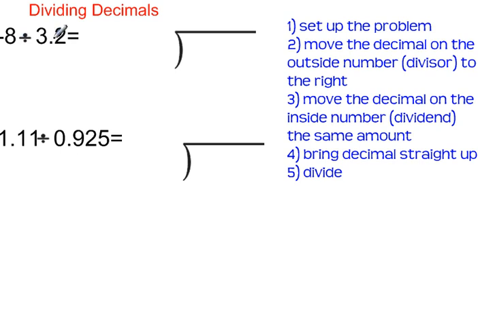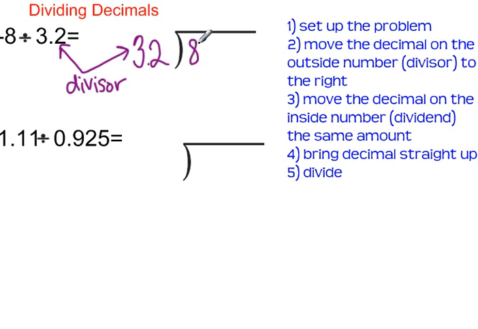These two numbers actually have names. They're called divisor and dividend. -8 divided by 3.2. The 3.2 will go on the outside, and that number is called the divisor. That's what we are using to divide. -8 will go on the inside.